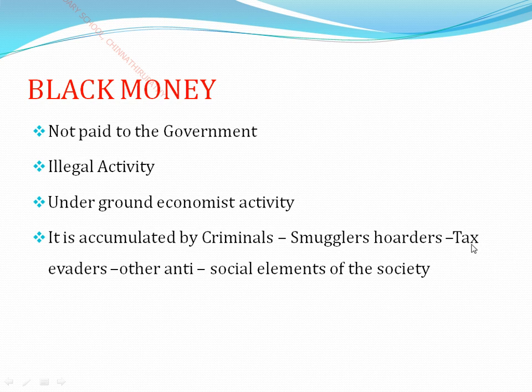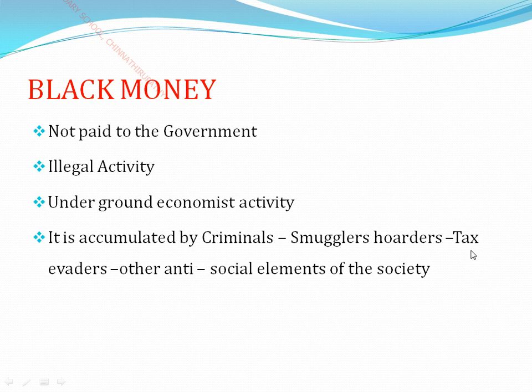Tax evaders are the people who do not pay tax regularly to the government; they want to cheat the government. Other antisocial elements of society all come under the category of black money. Smugglers: smuggling is the illegal transportation of objects, substances, information, or people, such as out of a house or building into a prison or across an international border in violation of applicable laws or regulations. Tax evaders are also called tax evasion.